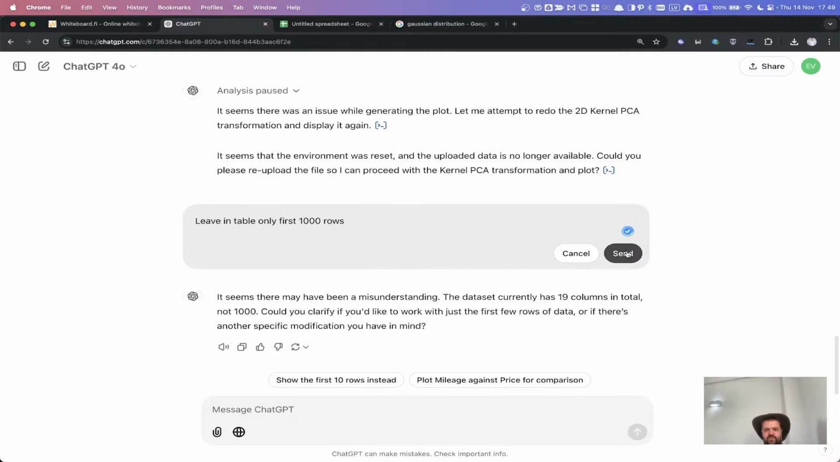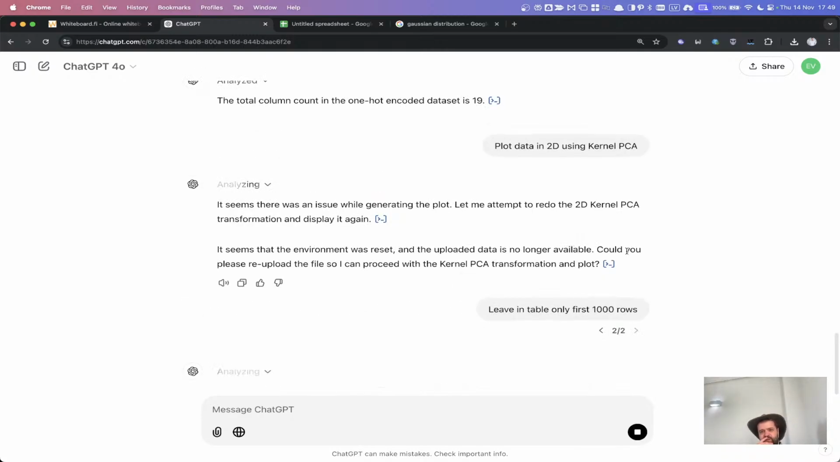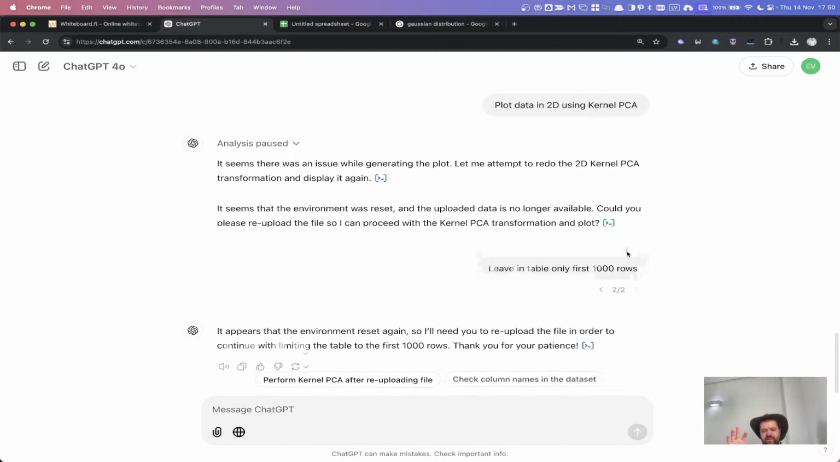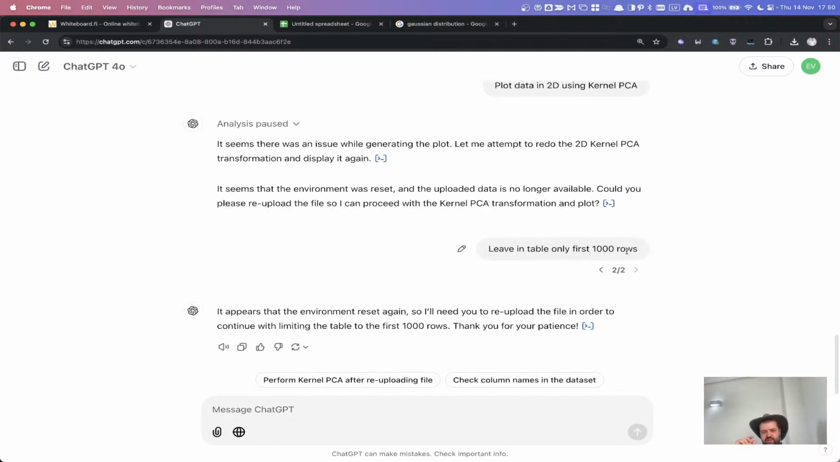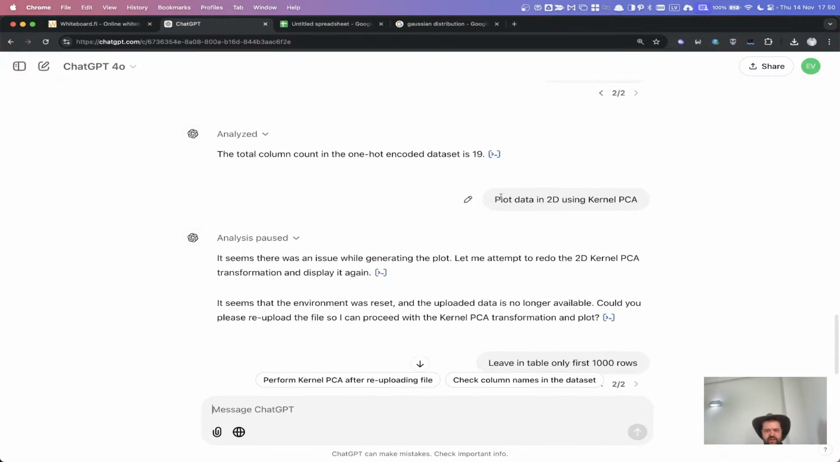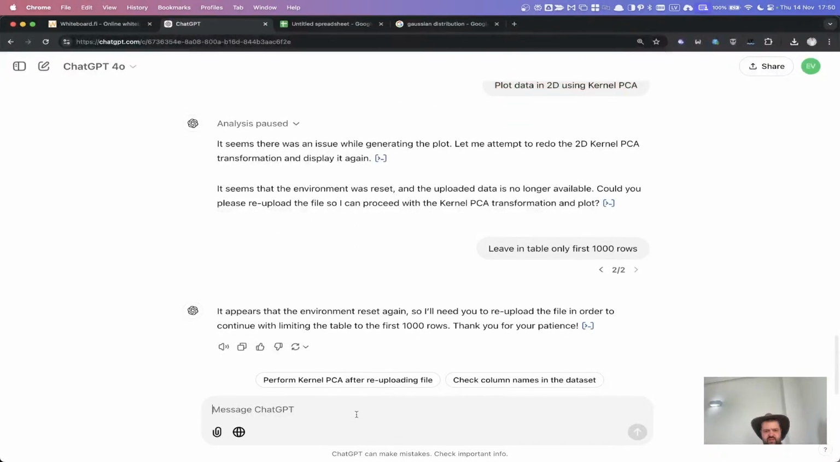So rows. Because of the time limitations today, we will not go into the clustering techniques, and it's actually great because next time we will combine clustering with decision trees, and this will make much more sense. So now if we just leave the first 1,000 rows, it should work faster. If I plot 2D, and we can try a linear PCA as well, this will also work faster.